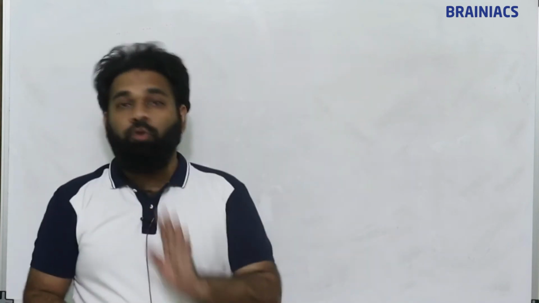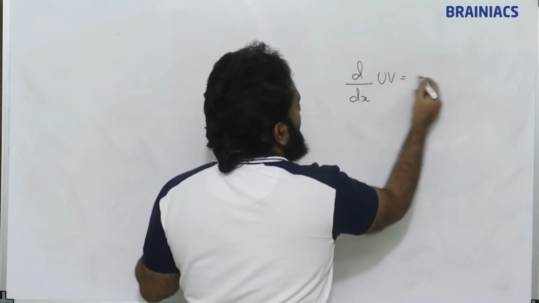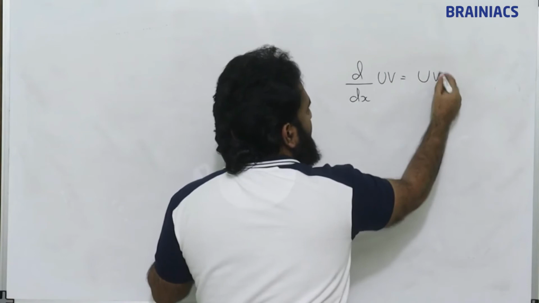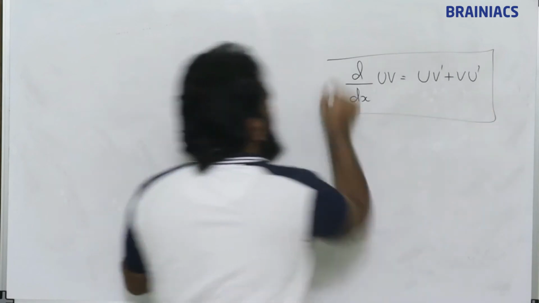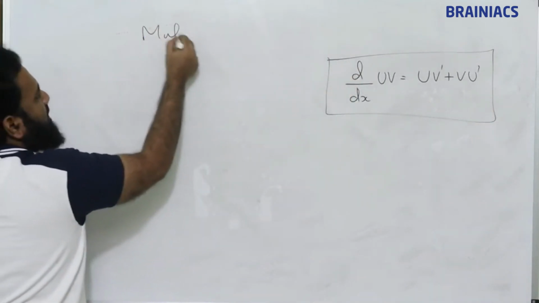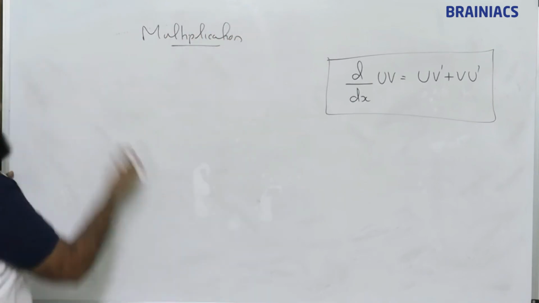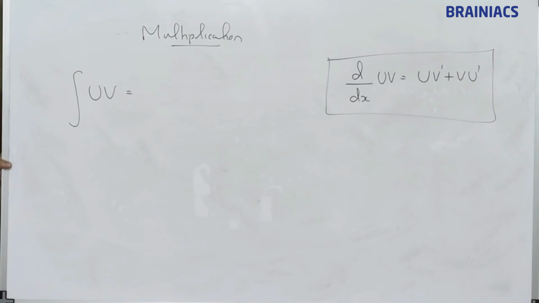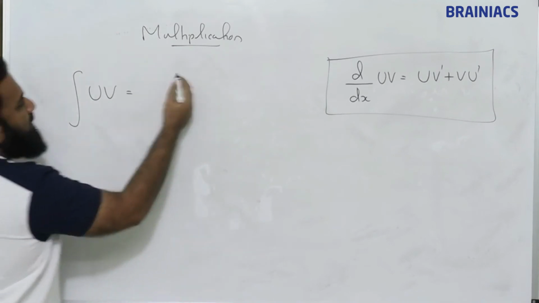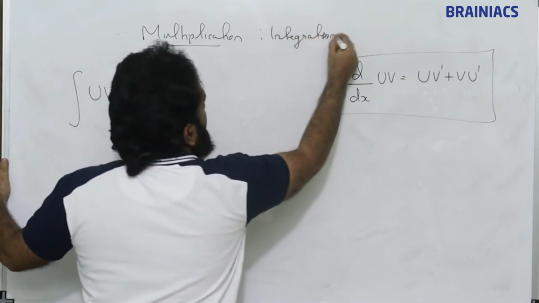Suppose we get a product of some functions. Just like uv in differentiation, we get u d by dx of v plus v d by dx of u. We maintain u as such and differentiate v, plus we maintain v as such and differentiate u. This is how we did the uv method. So in differentiation, if we get a product of two functions, integrating uv, how should we do it? For that, this is also called integration by parts.